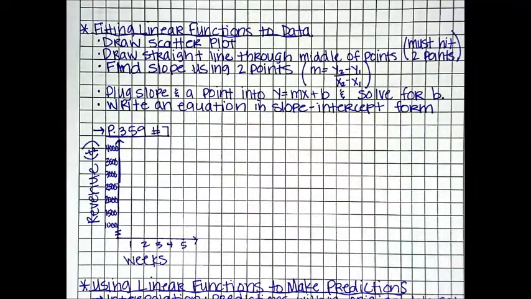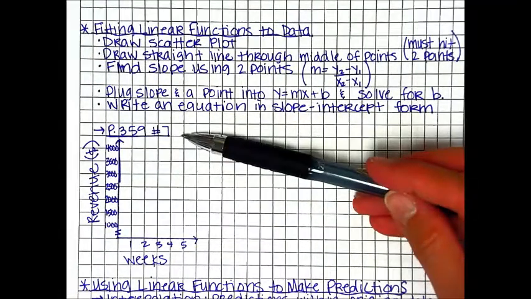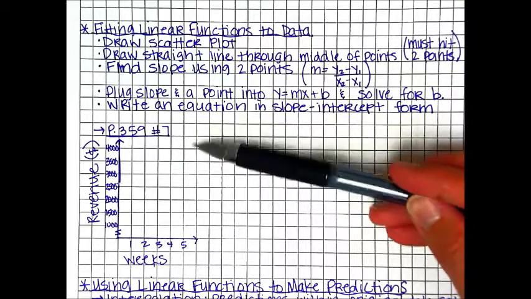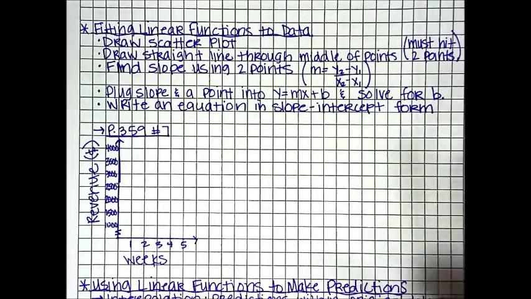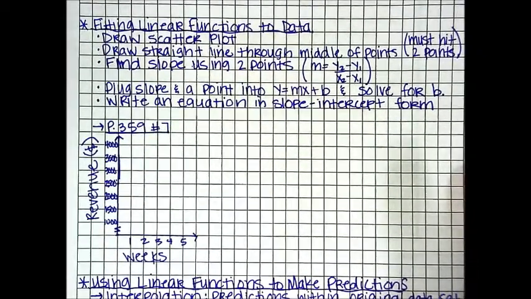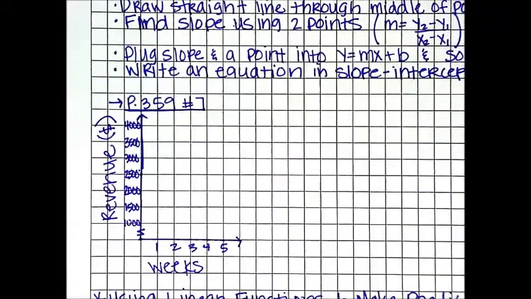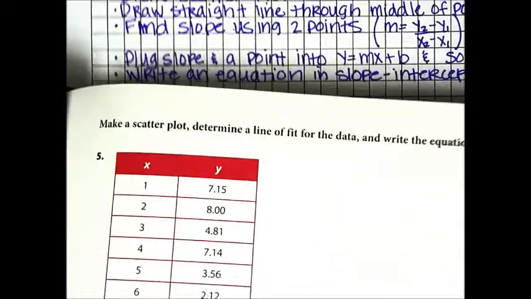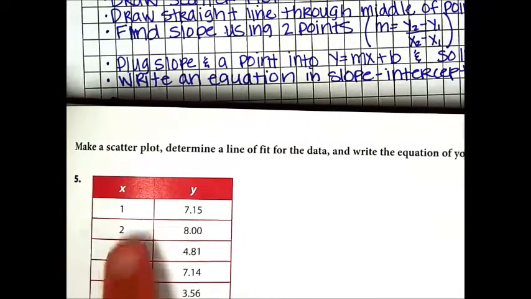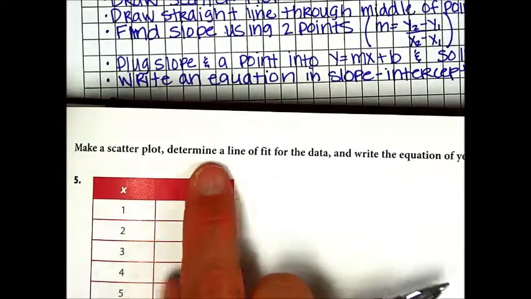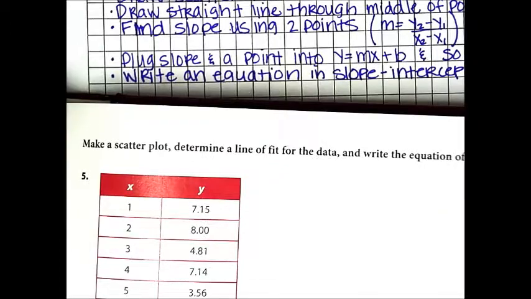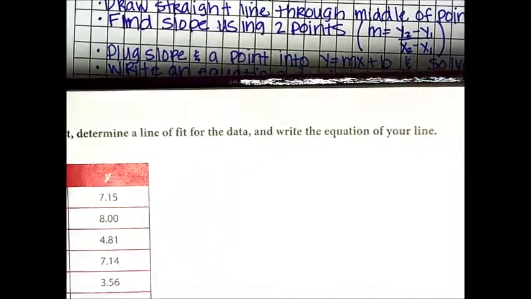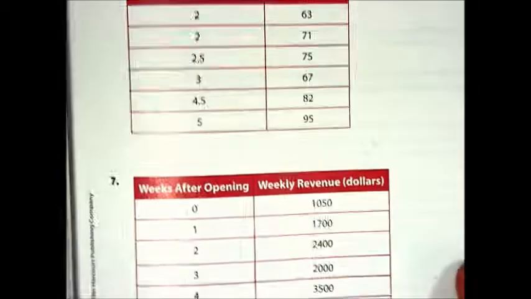So what we're going to take a second to do now is look at page 359, number 7, because it's almost exactly like what you're going to see in your homework. I'm going to zoom in on this a little bit, and pull the book over here to page 359. What you're going to see as your directions for this section is: make a scatter plot, determine a line of fit for the data, and write the equation of your line. So that's what we're going to do using the data right here from number 7.